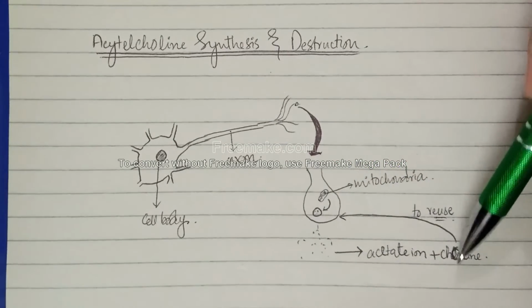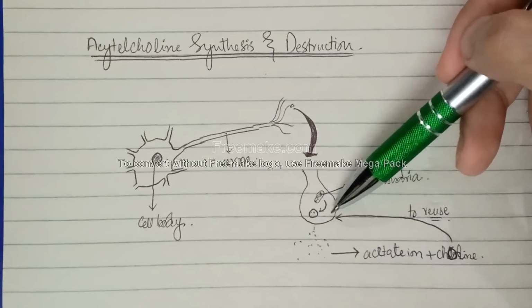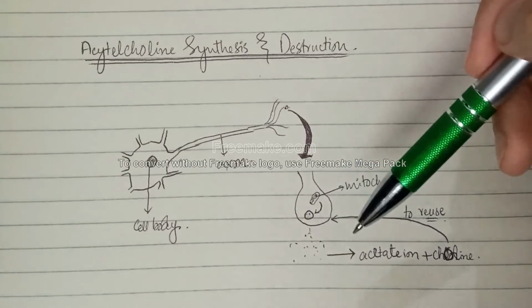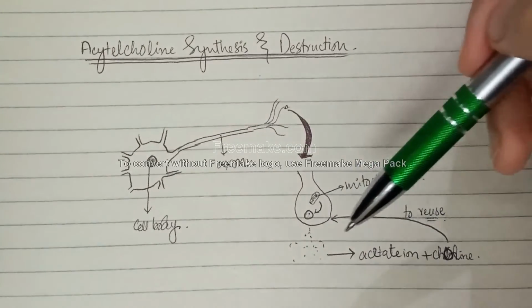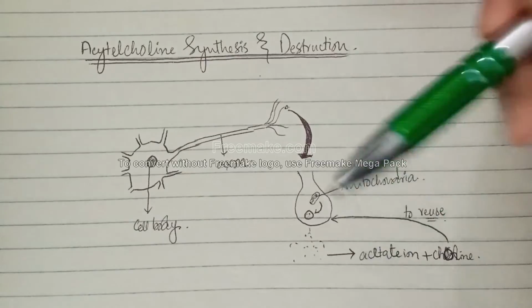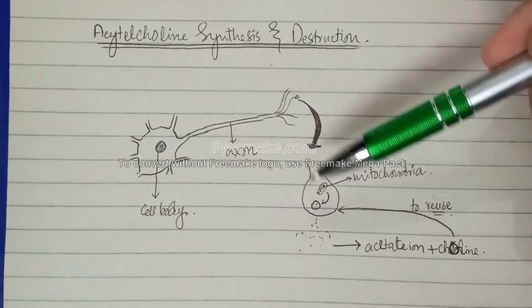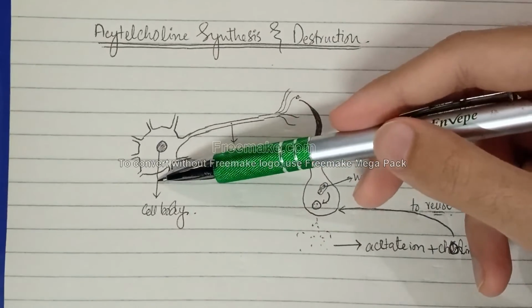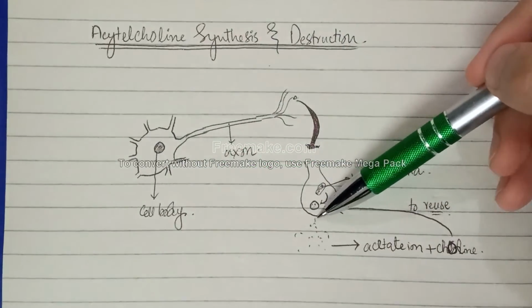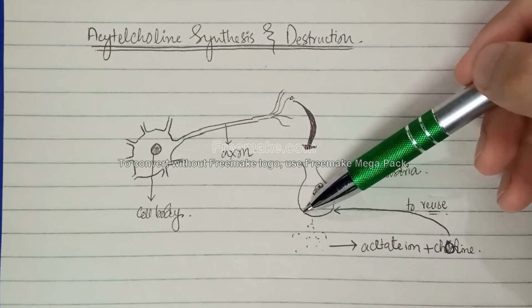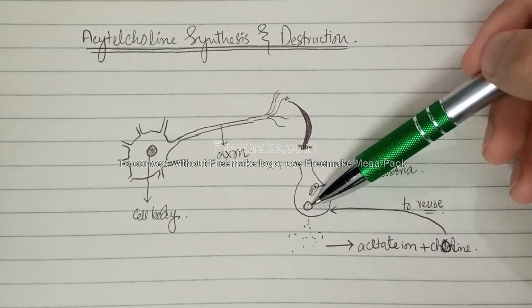Now the choline will be taken back into the terminal, where it will be used to form acetylcholine again and again. While the vesicles will be formed from the cell body as well as from the detachment and inward movement of the membrane into the axon terminal.